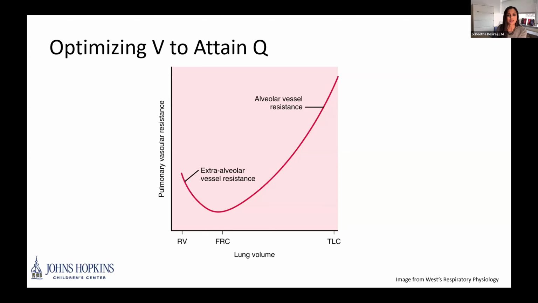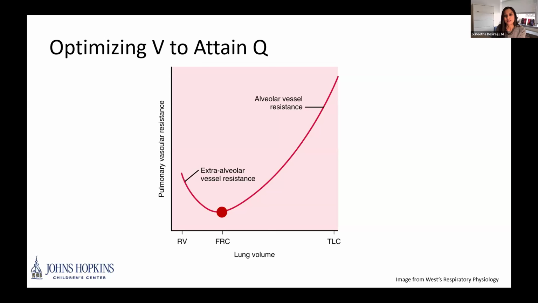So if we want to set our ventilation in such a way that we attain the most optimal Q, we're going to ventilate right at this point here at FRC, functional residual capacity. Functional residual capacity ventilation is always associated with a nadir in pulmonary vascular resistance, not just in CDH and not just in PPHN, but in all neonates, in all patients.